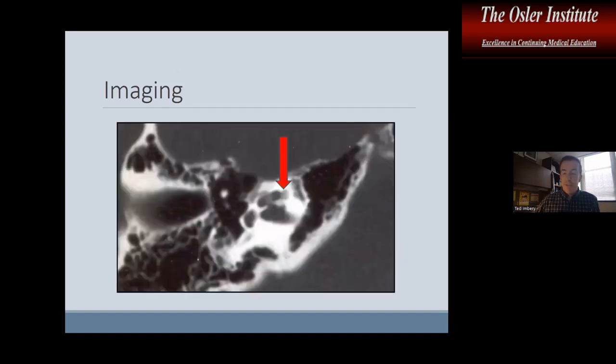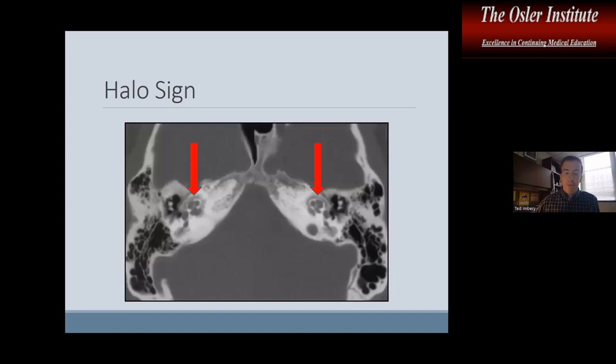So here's an axial cross section, indicating some of that lucency around the basal turn. And this one is probably a little bit easier to see, but you can see the halos around the cochlea bilaterally there.